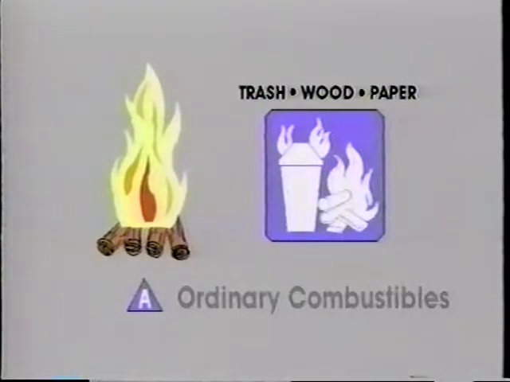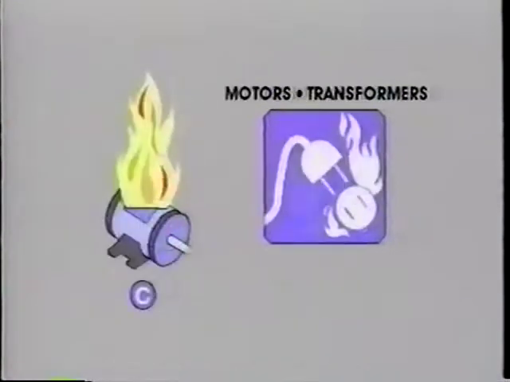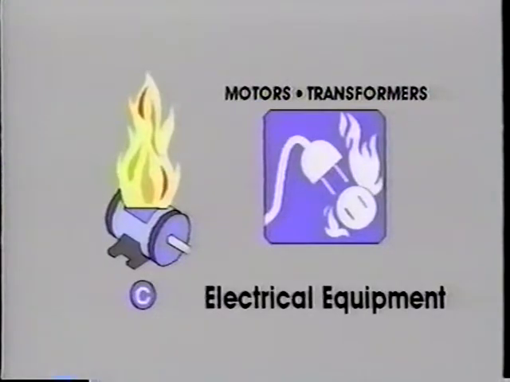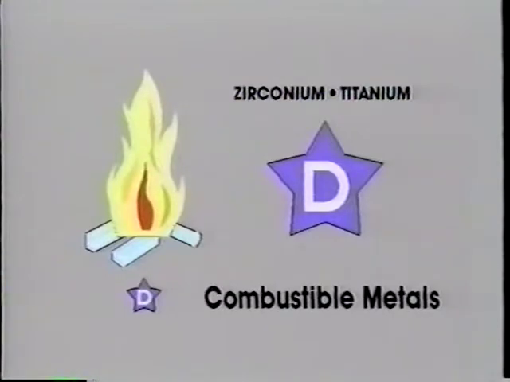Class A fires are fires that burn wood, paper, textiles, and other materials containing carbon. Class B are fires that burn oil, gas, grease, paint, or other liquids that convert into gas when heated. Class C are electrical, motor, or transformer fires. Class D fires are not as common as classes A, B, and C. Class D fires are caused by combustible metals such as zirconium, titanium, magnesium, sodium, and potassium.